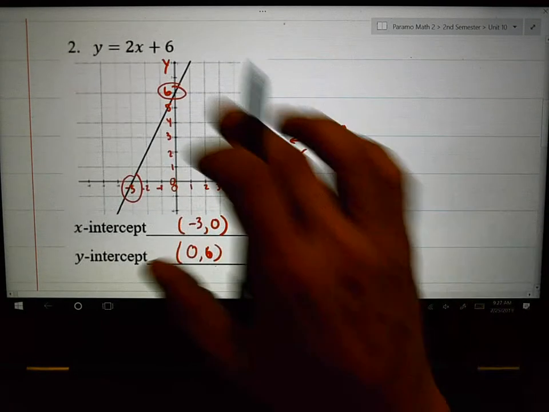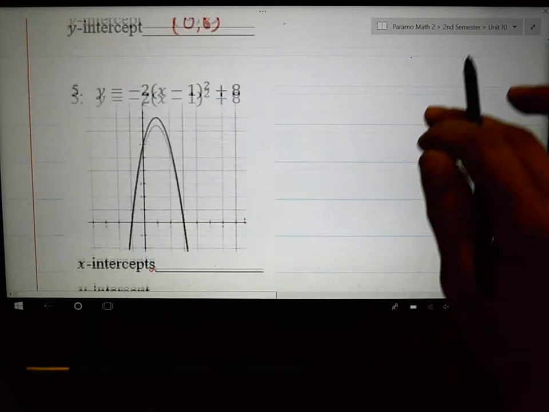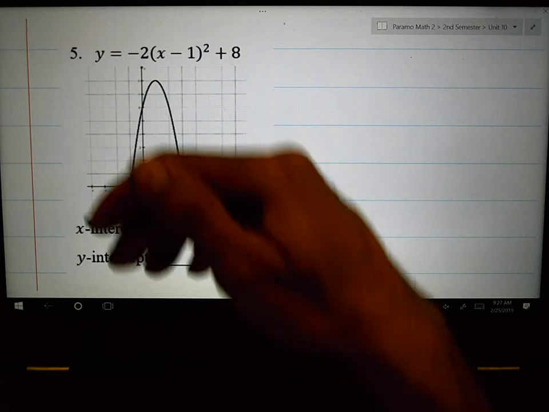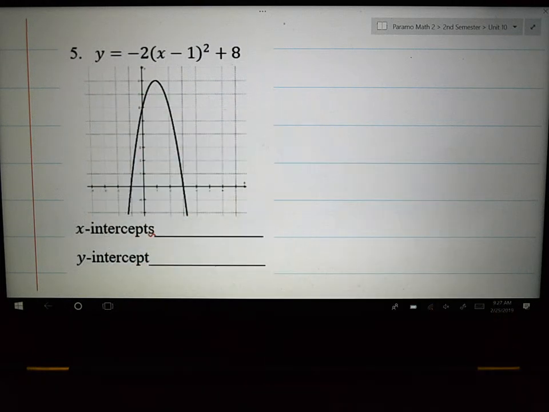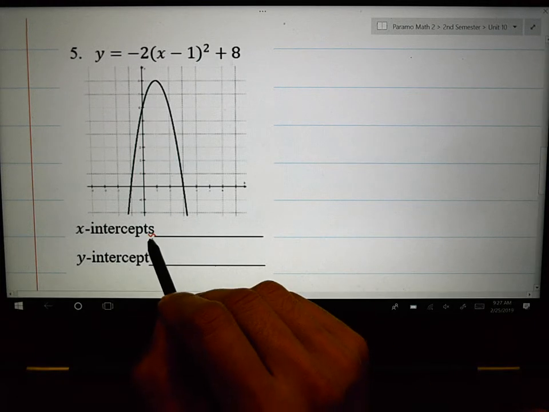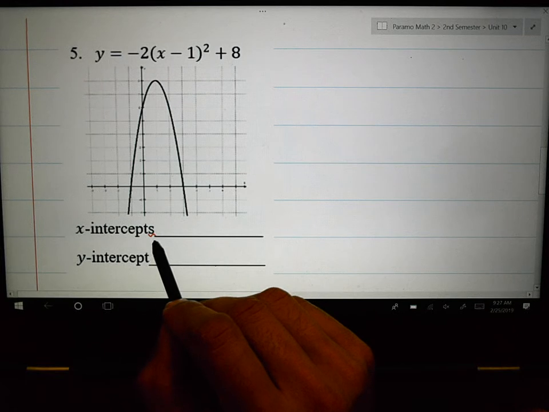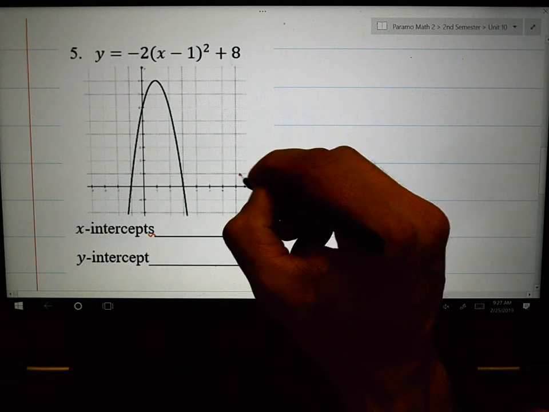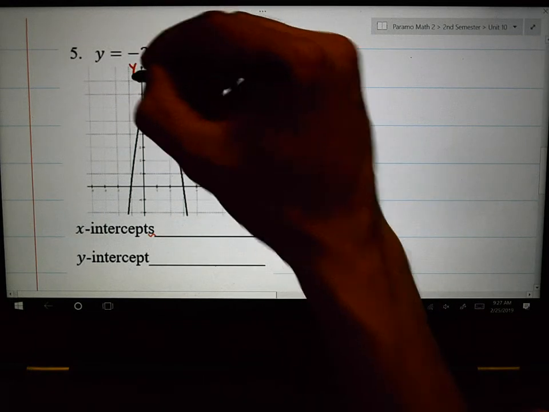They first give you a line on number 2. And then on number 5, they give you an equation in vertex form and they have a parabola now. And they still ask you the same questions. They say, what are the x-intercepts, what are the y-intercept? And sometimes, do you notice that there's an S? There's 2 of them. There's 2 places where it crosses the x-axis. So just as we did before, label x and y. That's going to help you.